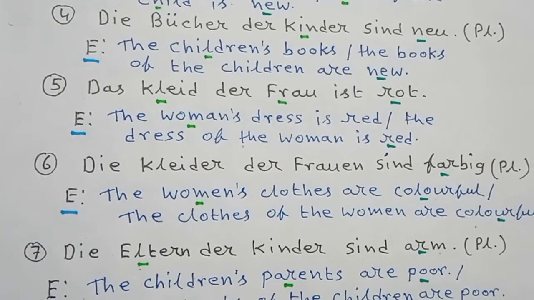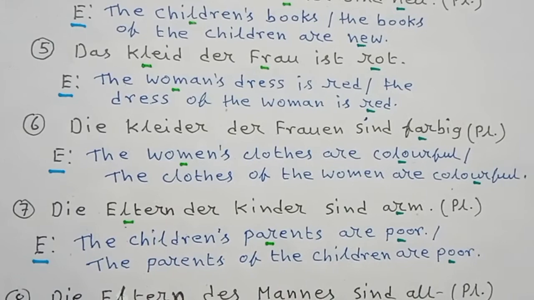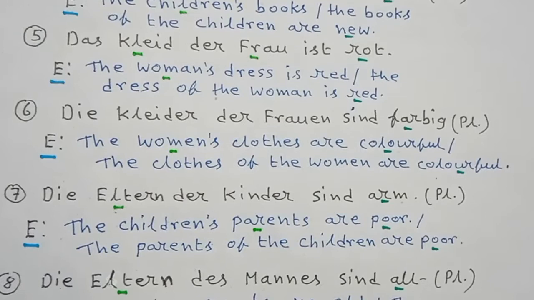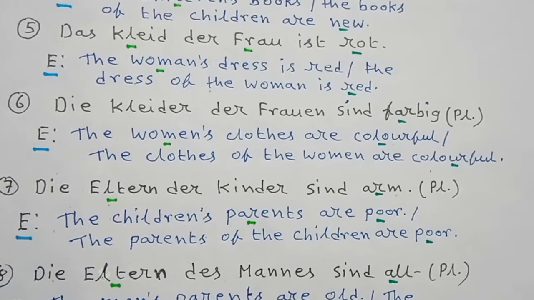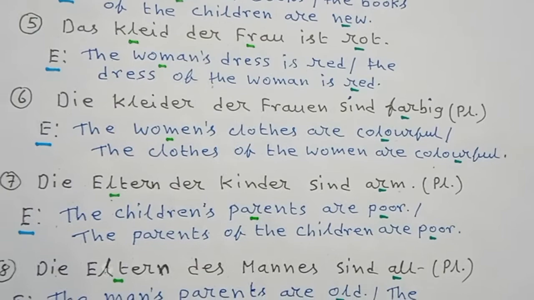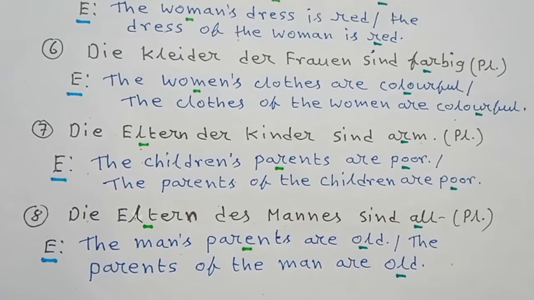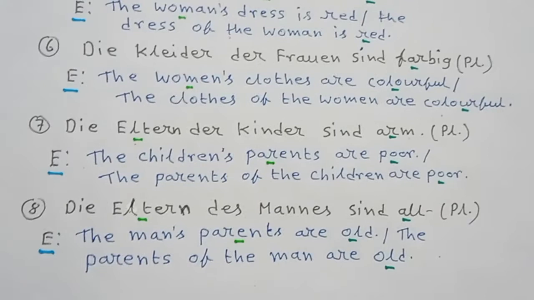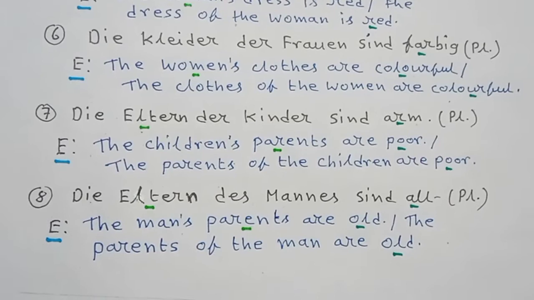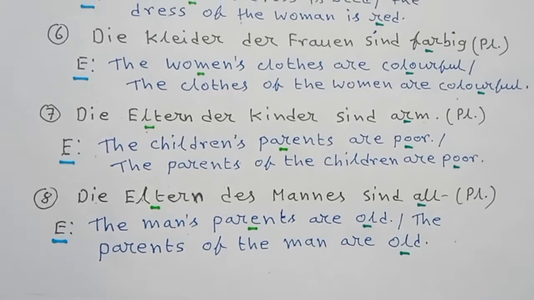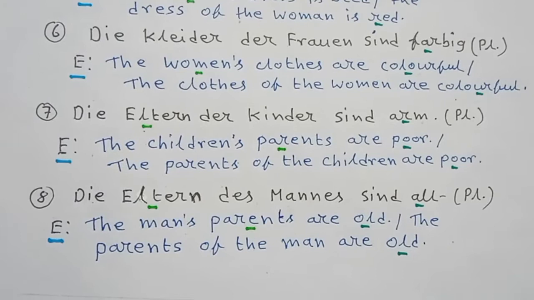Number six: Die Kleider der Frauen sind farbig. Plural. The women's clothes are colorful, or the clothes of the women are colorful. Number seven: Die Eltern der Kinder sind arm. Here is plural. The children's parents are poor, or the parents of the children are poor. Number eight: Die Eltern des Mannes sind alt. The man's parents are old, or the parents of the man are old.